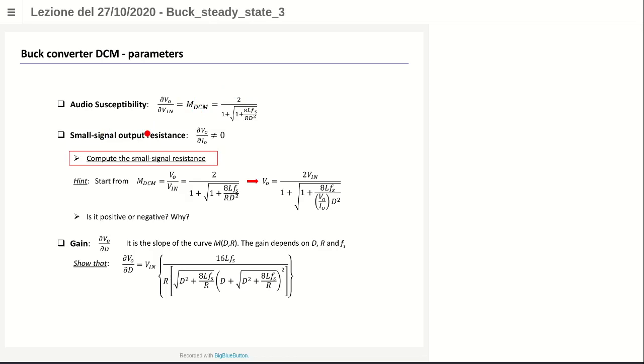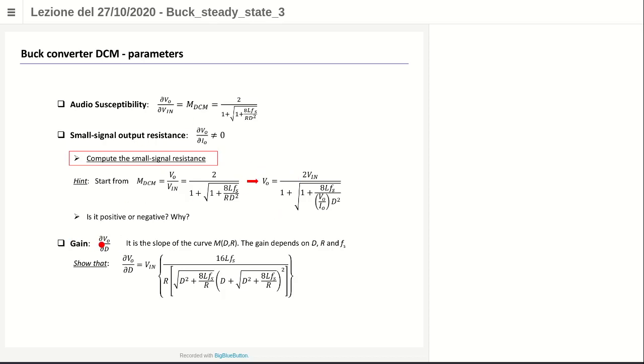What happens to the small signal output resistance? For CCM, the small signal output resistance is 0 because there is no relationship that involves the output current in the expression for delta VO over delta IO. Here, this output resistance is not 0. Try to compute this output resistance, starting from this expression, okay, and then deriving VO from this expression, replacing R with VO over IO like here, and then try to take the derivative of this expression this way and find what happens, okay. It happens something that could be strange, okay. Look at the sign of the resistance that you can get.